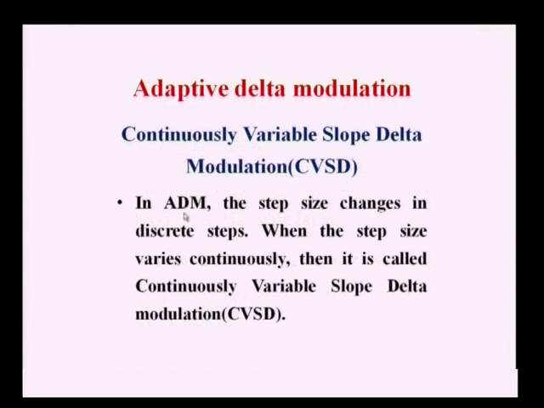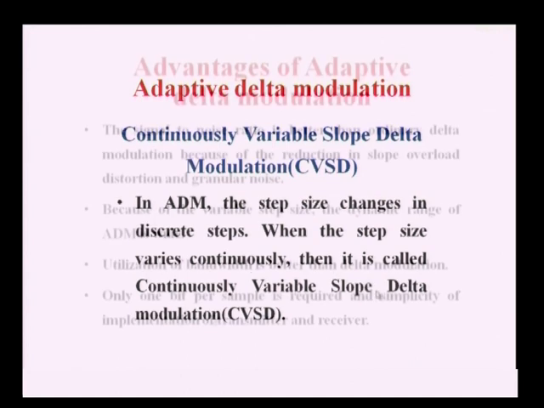And the next one is continuously variable slope delta modulation. In adaptive delta modulation, the step size changes in discrete steps. When the step size varies continuously, it is called continuously variable slope delta modulation.